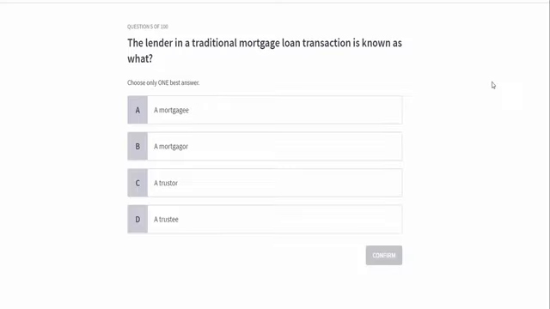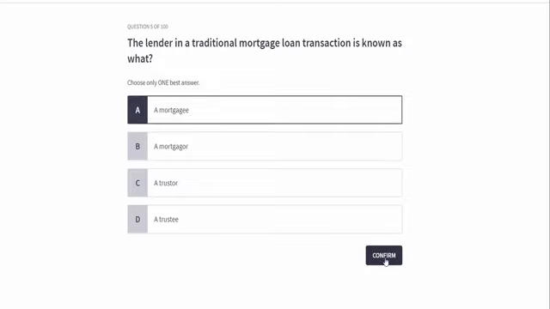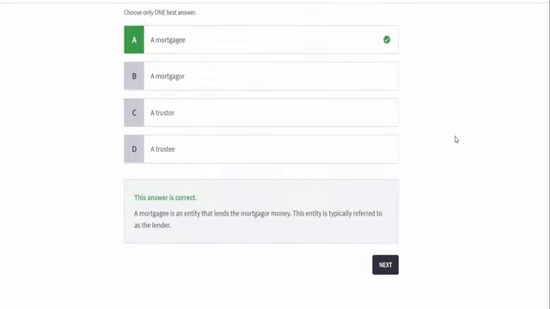All right, so what is our answer for question 5? It's going to be A. That's right. It's a mortgagee. So a mortgagee is the entity that lends the mortgagor money. This entity is typically referred to as the lender. So yeah, when you see this term, they like to throw these EEs and ORs. I'm sure you guys have heard about that before. They like to throw these on the exam just to really confuse you guys.